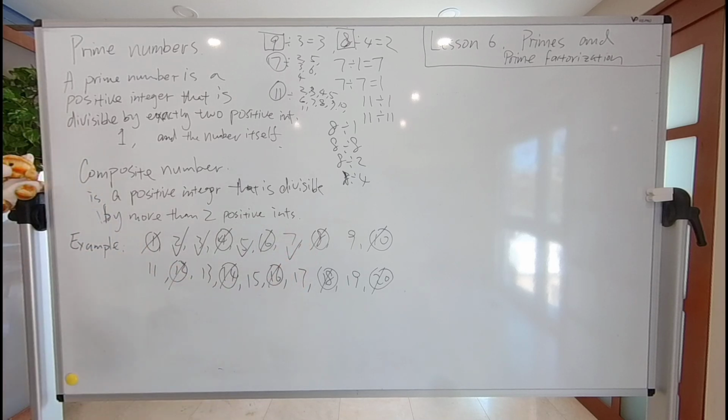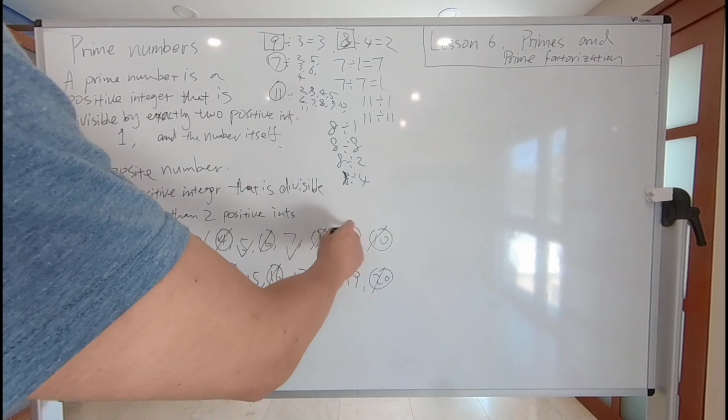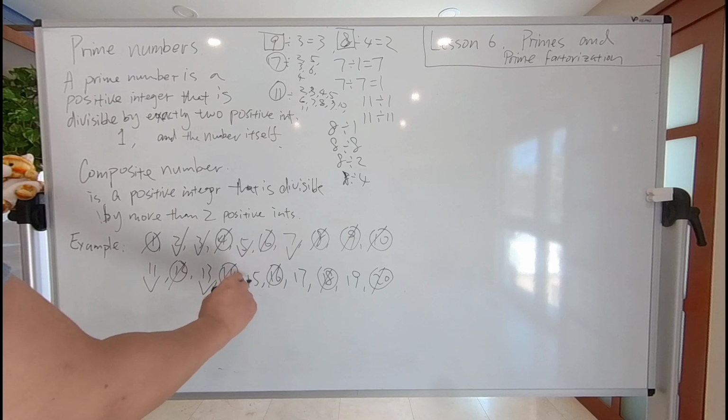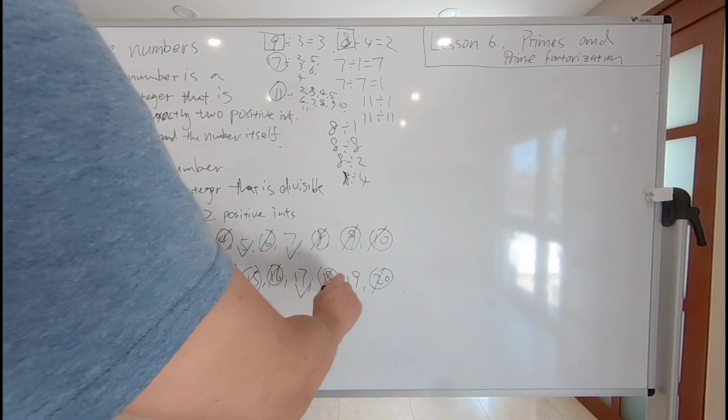7 is a prime. I'll go quickly for the rest of the numbers. 9 is not because it's divisible by 3. 11 is a prime. 13 is a prime. 15 is not because 15 is divisible by 3 and 5. 17 is a prime and 19 is a prime.